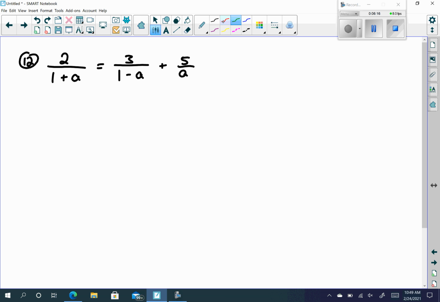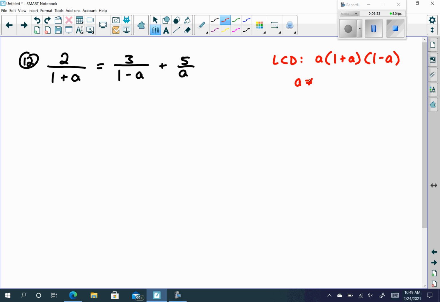And finally, number 12. No need to factor anything here. I do want to point out 1 minus a and 1 plus a, they are not opposites. 1 minus a and a minus 1 would be opposites. So my LCD is all three of these multiplied together. A times, I'm going to leave the 1s first, 1 plus a times 1 minus a.